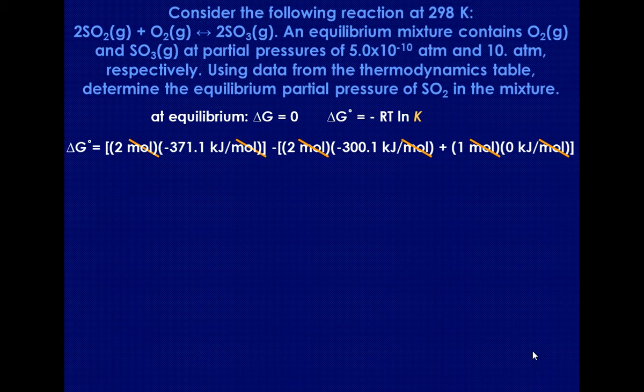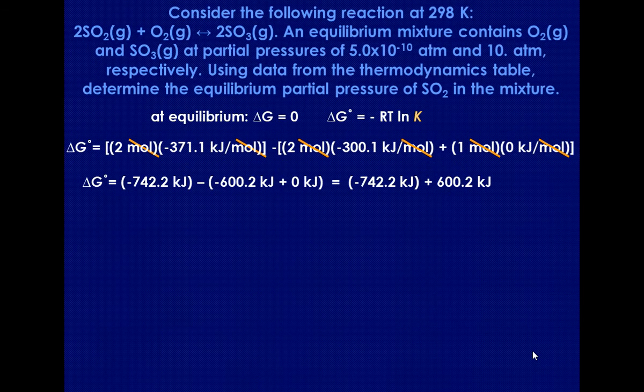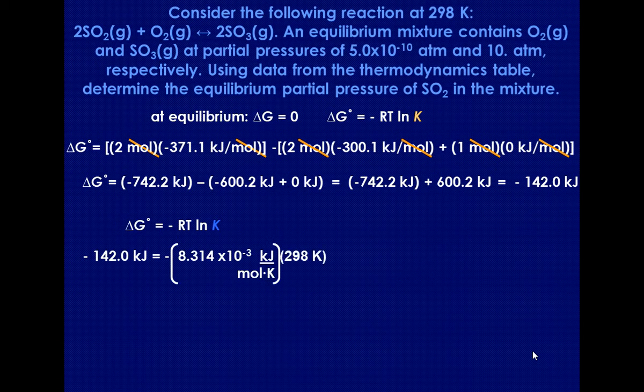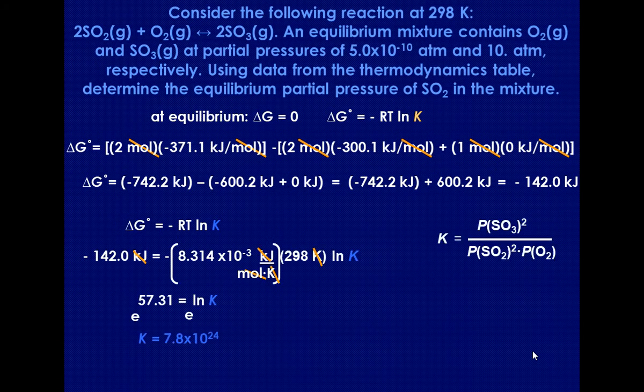So I used the values that are provided in my thermodynamics table to calculate delta G, negative 142.0 kilojoules. I can substitute that now into my free energy equation that relates to equilibrium. And when I go through and do the math, I get that 7.8 times 10 to the 24th is my value for K. I wanted to find the actual equilibrium partial pressure of SO2 for this particular mixture.